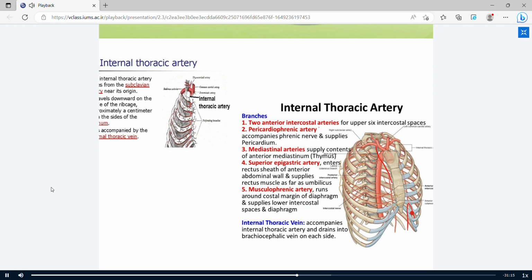The musculophrenic artery is here, goes to the lower intercostal spaces, and has intercostal arteries. But the superior epigastric artery goes to the abdomen, actually enters the rectus sheath in the abdomen and supplies the abdominal wall.